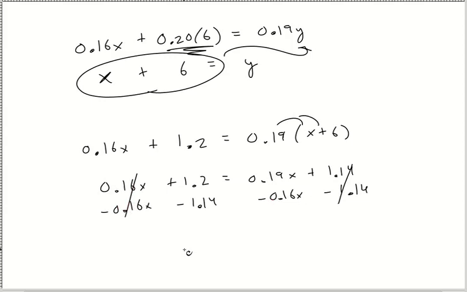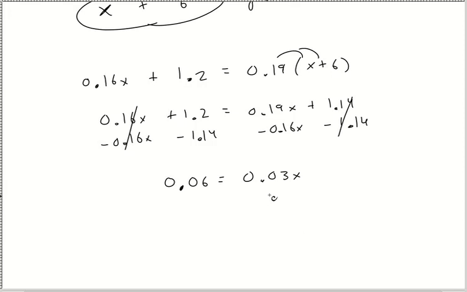1.2 minus 1.14 is going to be 0.06, of course. Should have been able to do that on my own. So then 0.03x here. Divide to the other side. And you get x is equal to 2, I believe. Yep, 2. And that's, again, ounces.